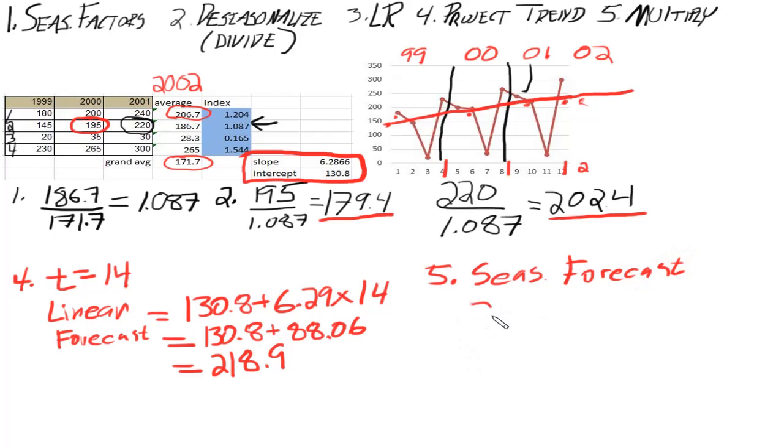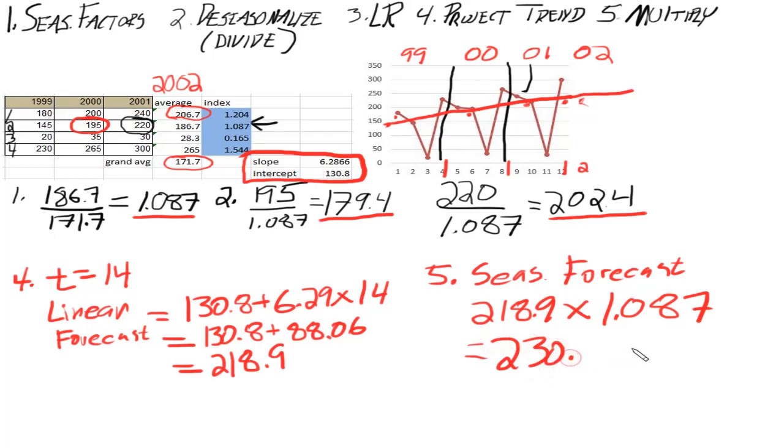So then, lastly, to make the seasonalized forecast, we're going to take that number that we just got, 218.9, and we're going to multiply it by the seasonal index that we already calculated, 1.087. So 218.86 times 1.087, and we get, as our seasonal forecast, 230.2. So that's the last step.